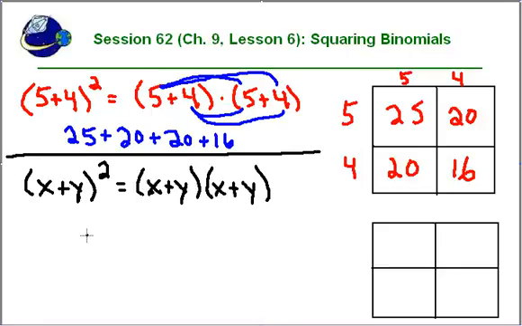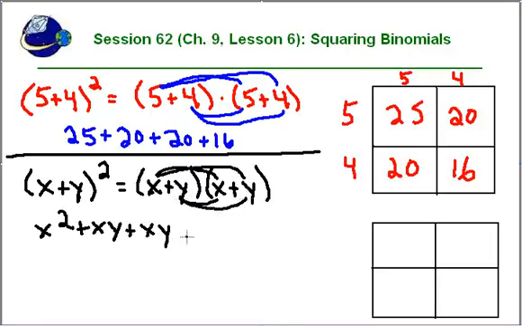Well, let's start off and do each of the parts. What is this x times that x? That's going to be an x squared. What is this x here times this plus y? Well, that's going to be plus xy. Now, if I come here and take this y times this x, that's also going to be a plus y, or excuse me, a plus xy. And then lastly, this y times that y is going to be y squared.